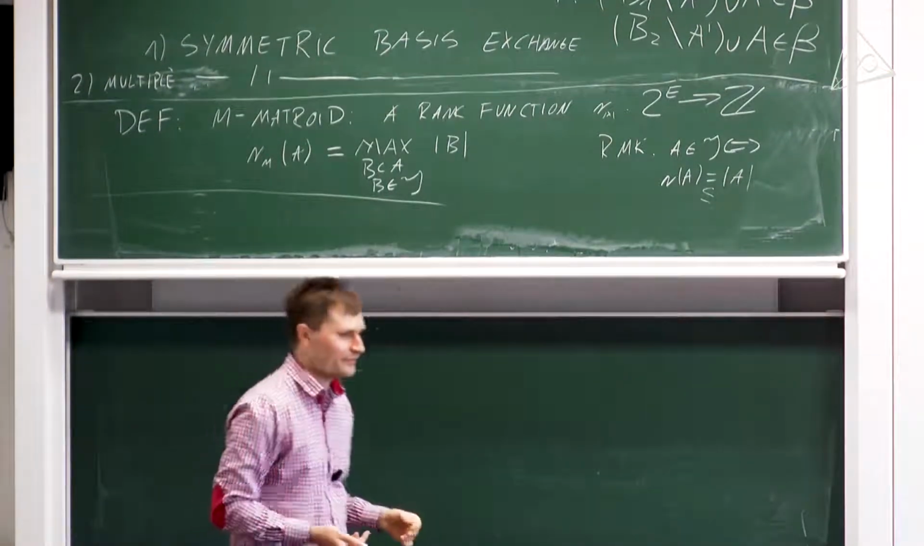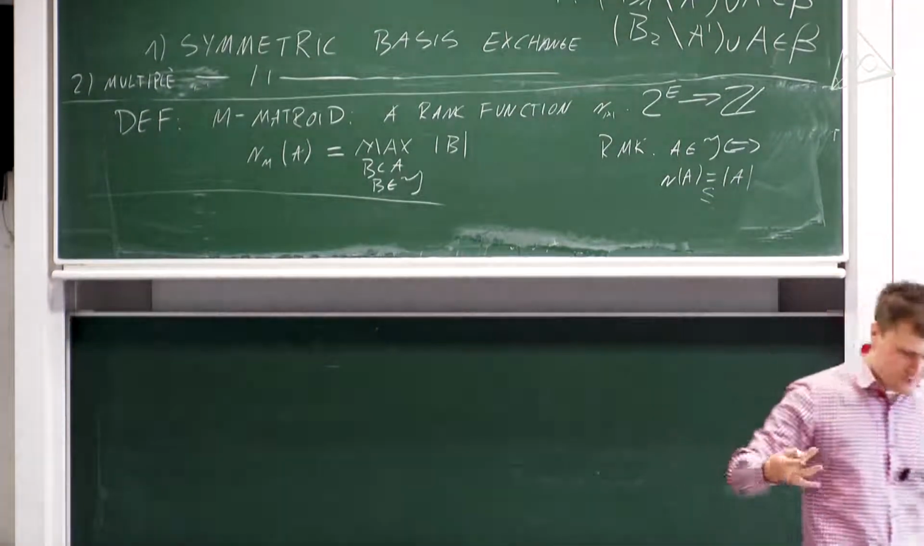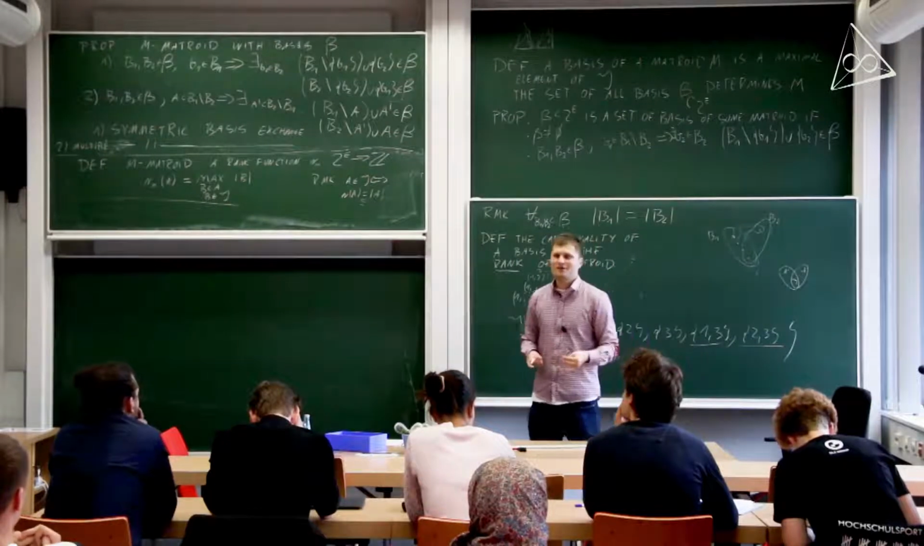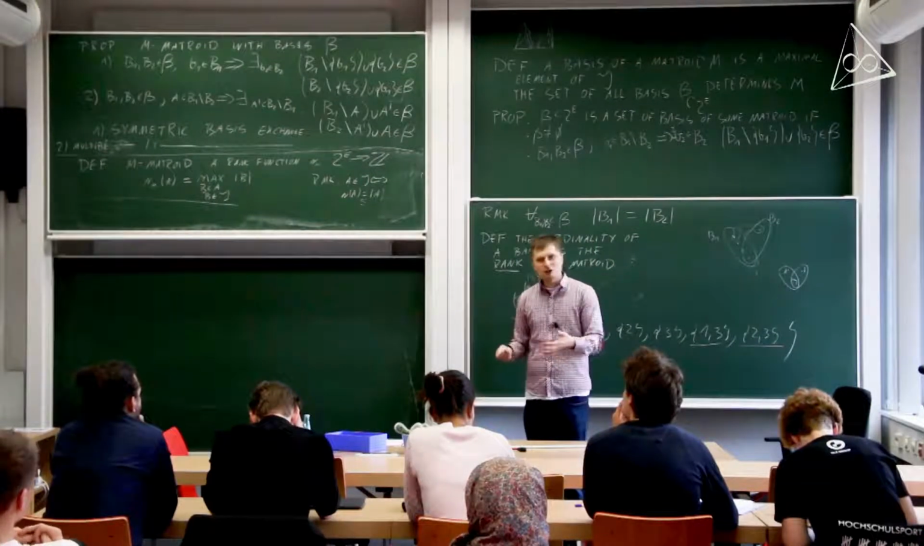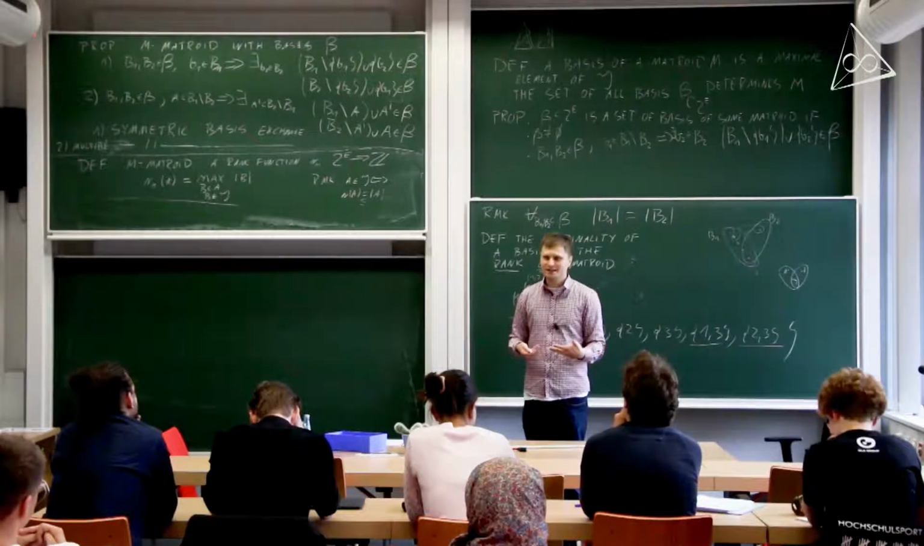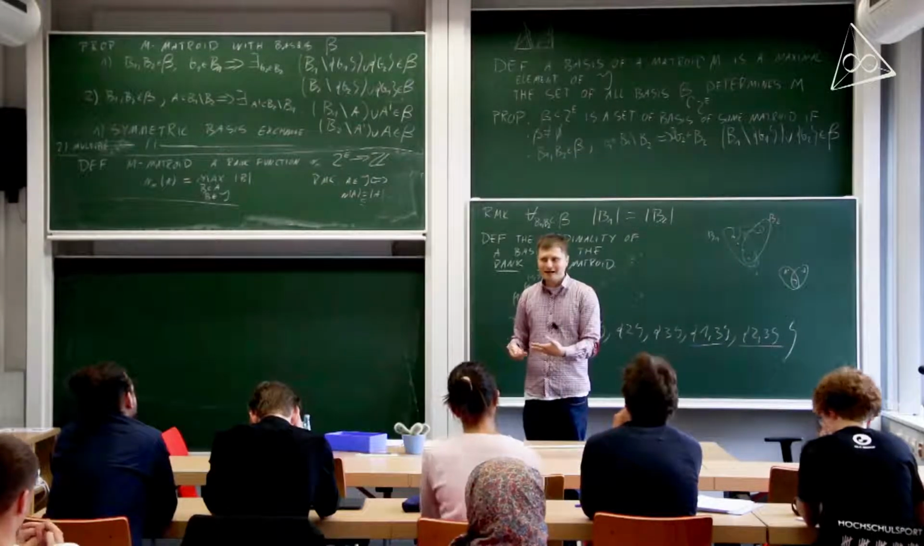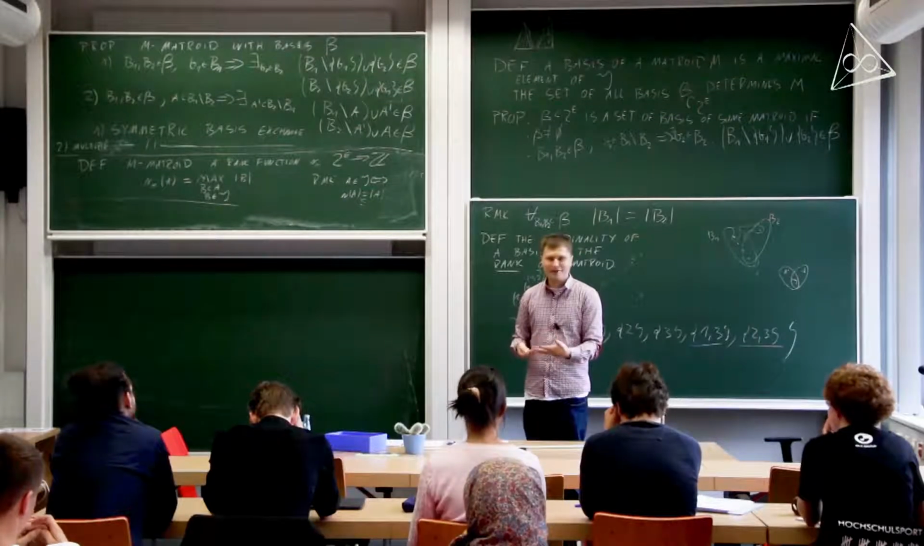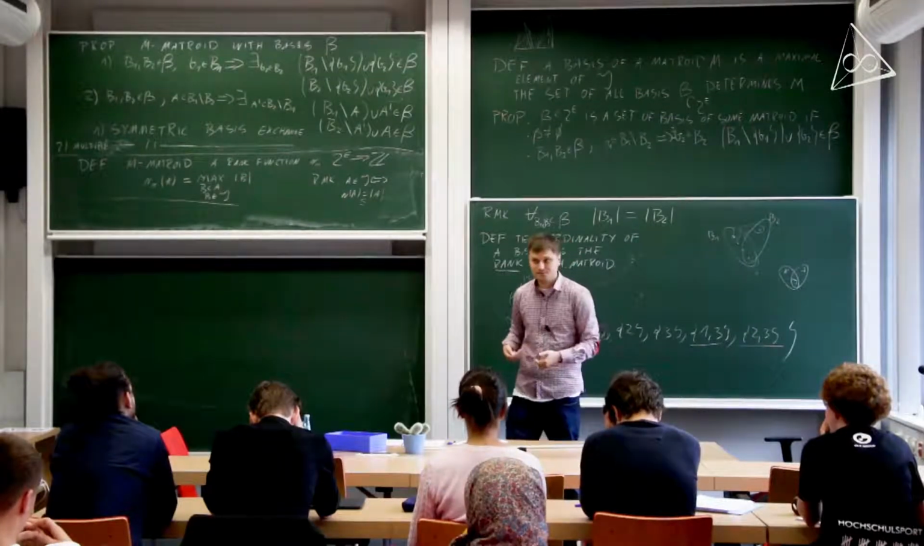Okay. So I promised you equivalent definitions for a matroid, and now we know that this rank function determines a matroid. So what will happen now? I have to give you a property for when a function is a rank function.